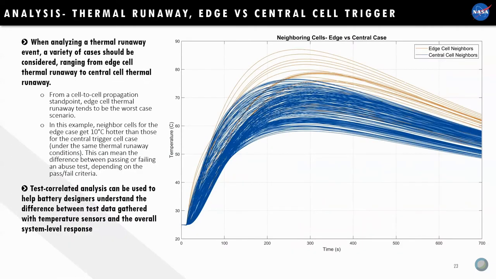And we'll cover that in just a second. So again, make sure that you have access to the information for all of these cells, as well as these cells' individual jelly rolls and casings.